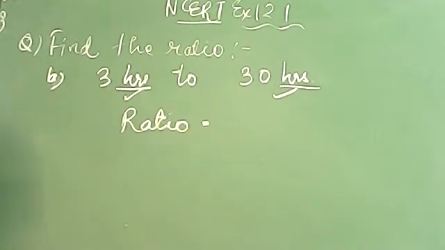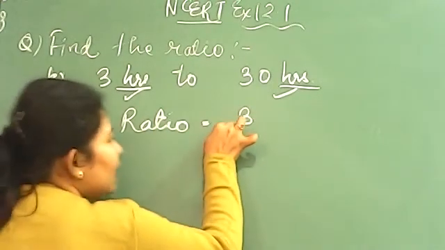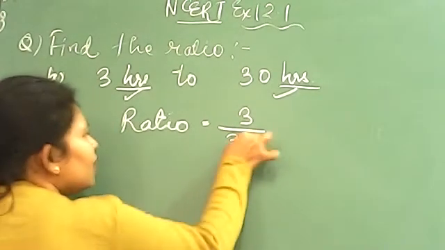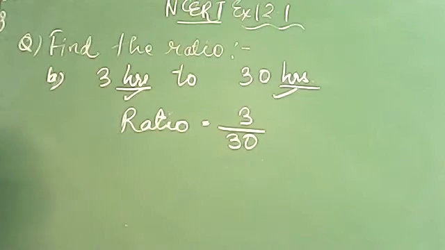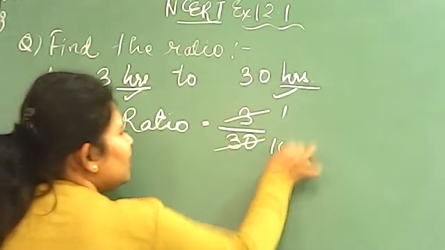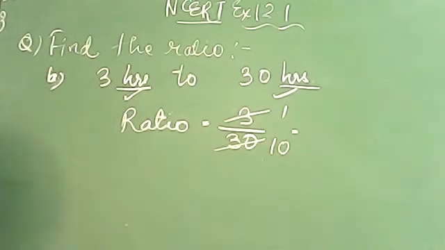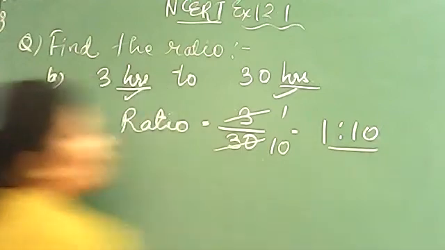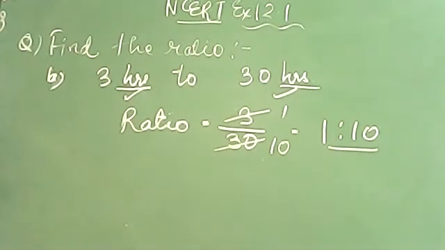3 will come up, then 30 will come down. Will it cancel? Which table? 3. 3 ones are 3, 3 tens are 30. Will it cancel more now? It will not. So the final answer is 1:10. Finished. Now note down this as well.